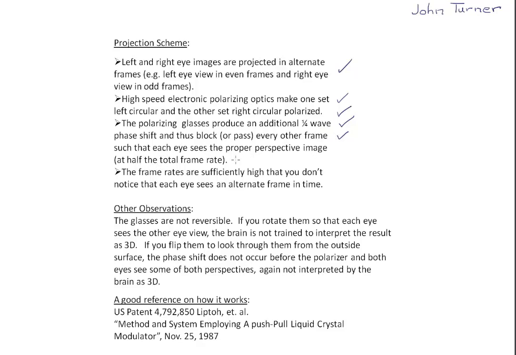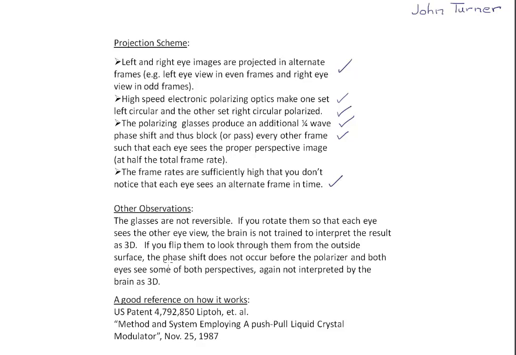And you might note that each eye is going to see half the total frame rate. So if the even images are coming to the left eye and the odd images to the right, if you had a frame rate of 60 frames per second, each eye is seeing basically a 30 frame rate per second. But the frame rates are high enough that you don't notice that each eye sees an alternate frame in time. So it works just fine.